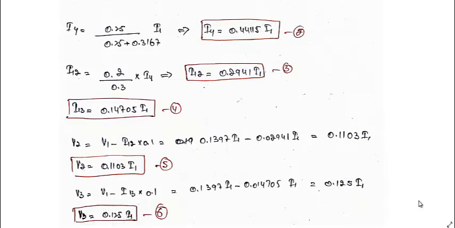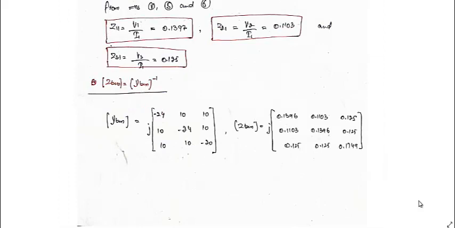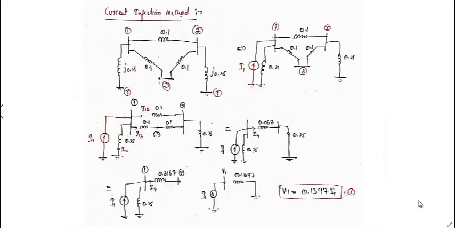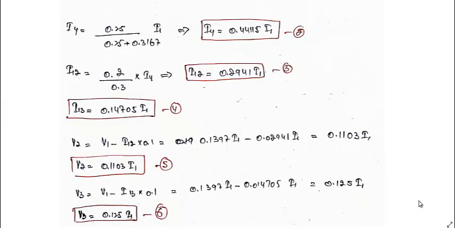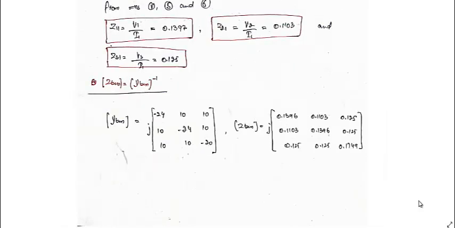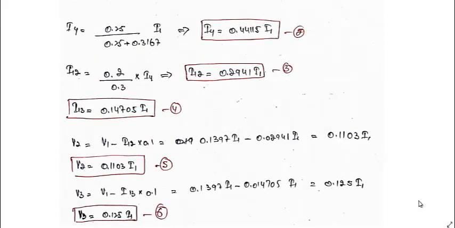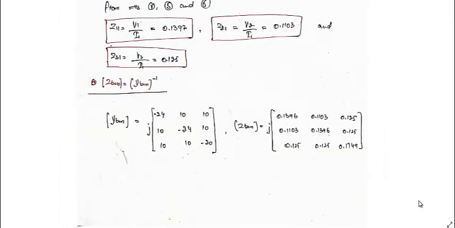Now all the voltages have been calculated. We can calculate from equation 1, that is this equation. So V1 by I1 will be equal to this much, and that is equal to Z11. Z11 is equal to V1 by I1, that is J 0.1397. Z21 will be equal to V2 by I1, that is J 0.1103. Z31 can be calculated as V3 by I1, that is J 0.125. So this way we can calculate the first column of this Z bus.